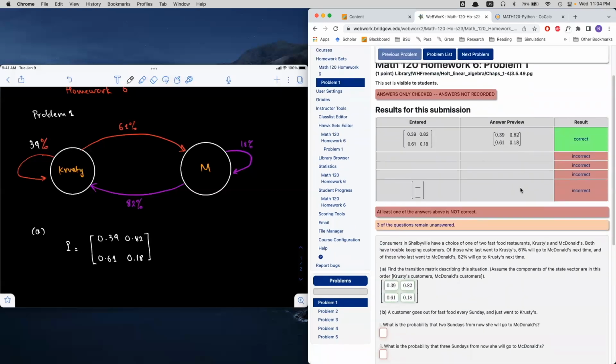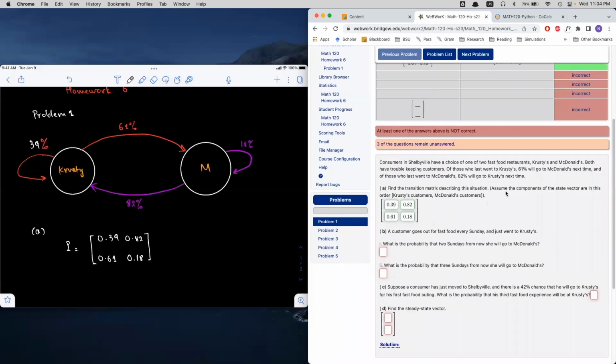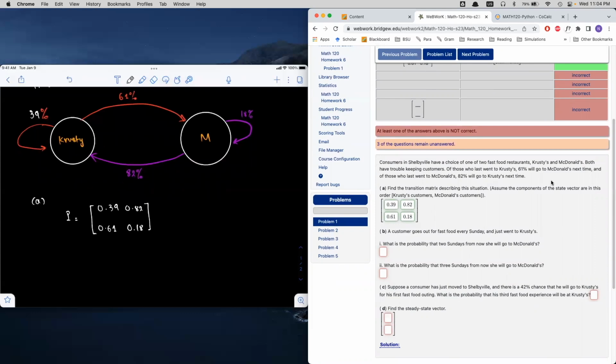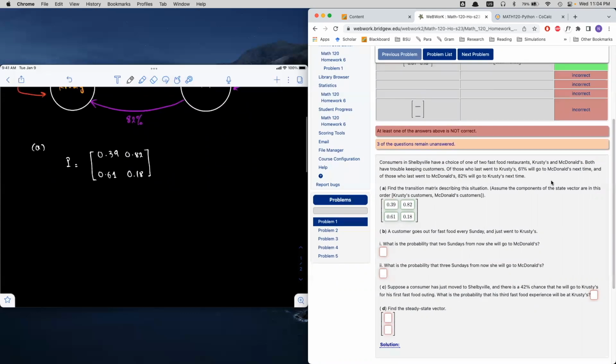You set up the matrix of transition probability. So now we're going to move on to part B. So part B says that a customer goes out for fast food every Sunday and just went to Krusty's. Right? So part B, the initial matrix should be 1, 0, because if the customer went to Krusty, there's of course 100% chance that the person will go to Krusty and 0% chance the person goes to McDonald's. But the question now is what is the probability that 2 Sundays from now she will go to McDonald's? Right?